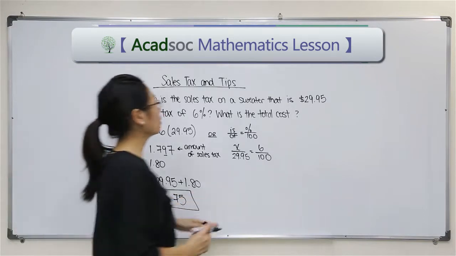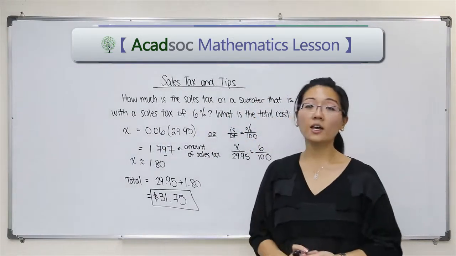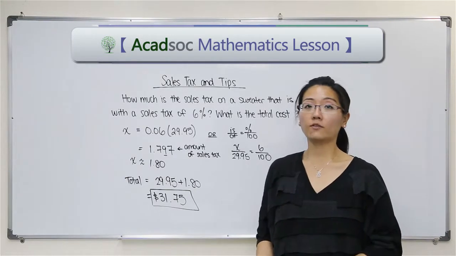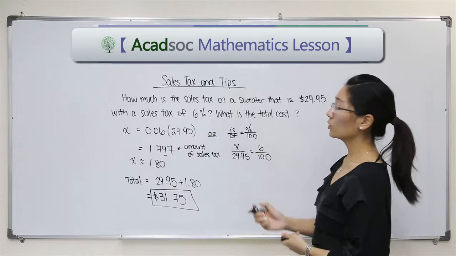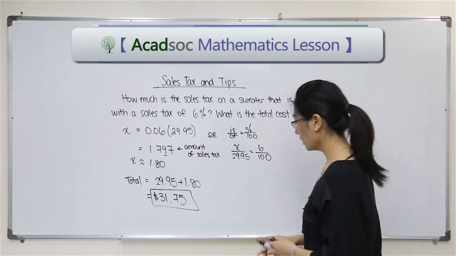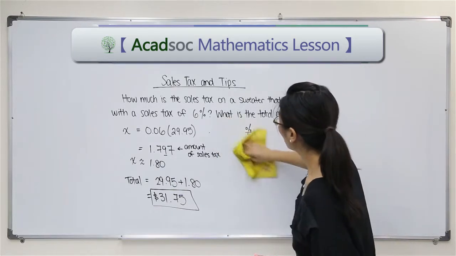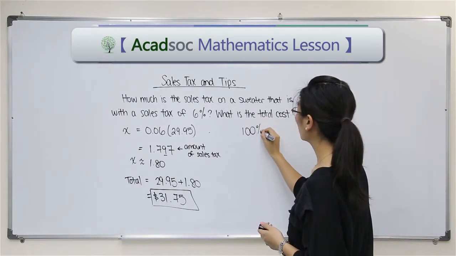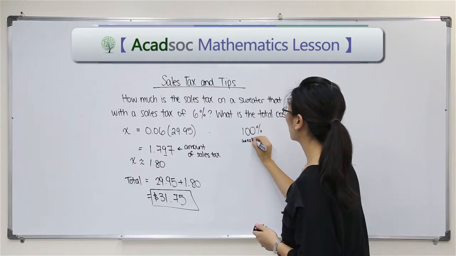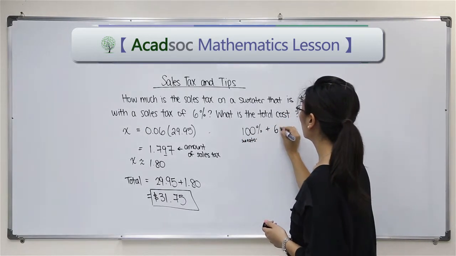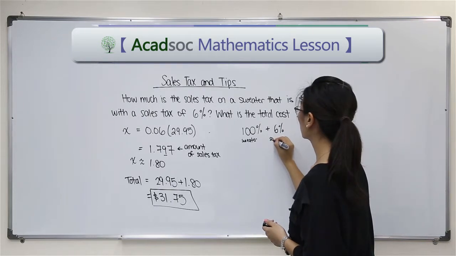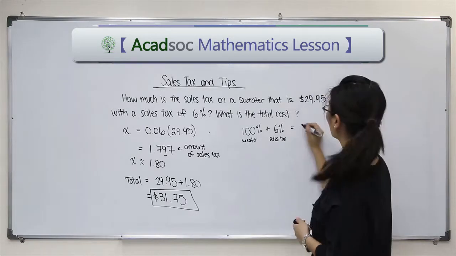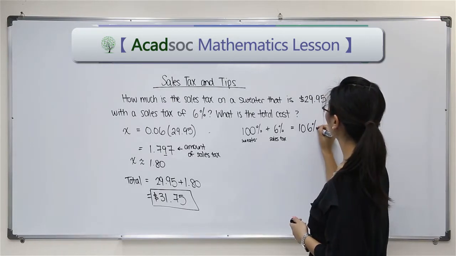Now, another way of approaching this is because you have to pay 100% of the sweater. So no matter what the price of the sweater, you have to pay for it. And additionally, you also have a 6% sales tax. So here, in terms of percent, I'm paying 100% of the sweater already, and plus, I have to pay 6% for the sales tax. So essentially, aren't you paying 106% of that sweater?